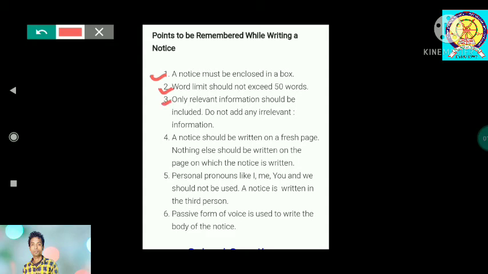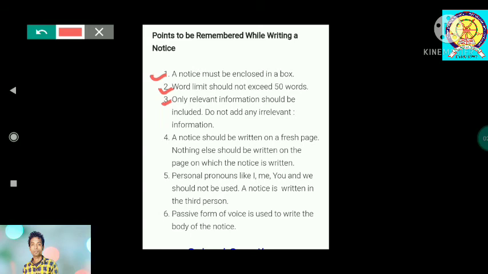Thirdly, only relevant information should be included. For the notice we are going to prepare, there should be only relevant information. Do not add any irrelevant information about the topic we are writing on. Anything that has no relation to it should not be mentioned in the notice.